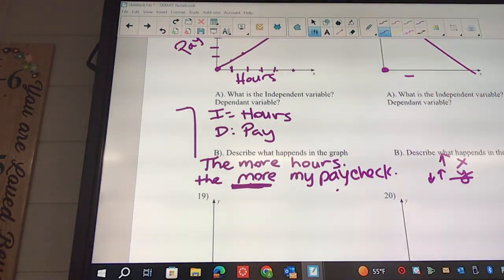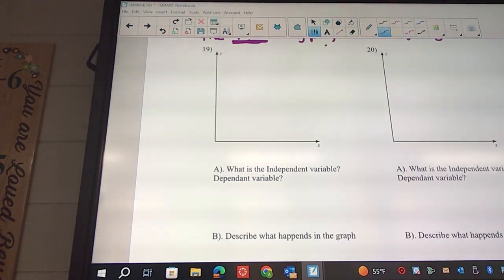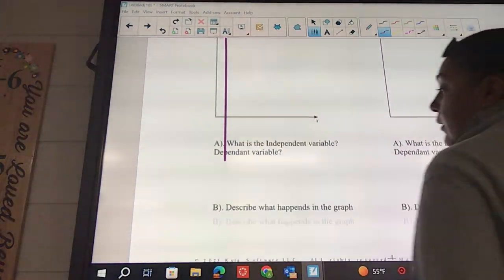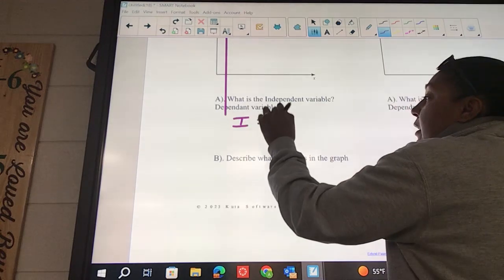Okay, so let's look at 19. Okay, let's read it. We got minutes and words typed. Okay, which one is independent? Minutes. And just so you know, time is always independent. Time's always moving. No matter what's going on in the world, right? It's always going to be tomorrow. It's always going to be 60 minutes in an hour. It's always going to be Thursday, and then Friday, and then Saturday, and then Sunday. No matter what's going on in the world, time is always going to be independent. Okay? Okay, so independent is going to be our time.